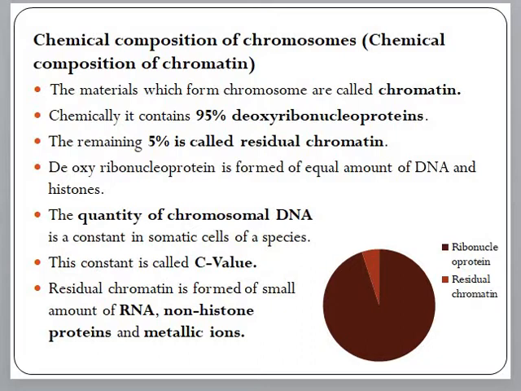The quantity of chromosomal DNA is constant in somatic cells. The DNA content of the cells of a species is constant, and this constant value is called the C value. The 5% residual chromatin is formed of RNA, non-histone protein and metallic ions.